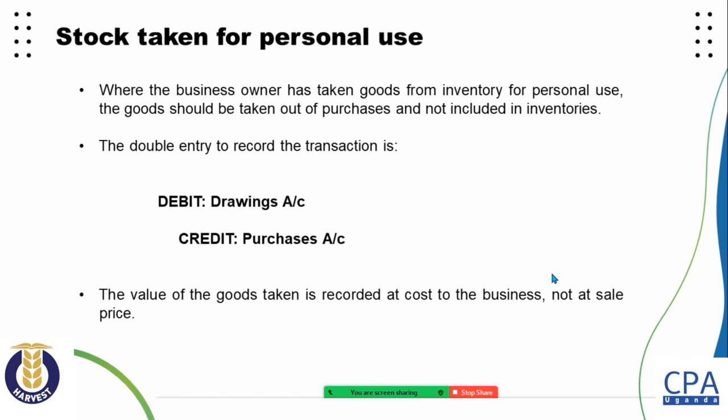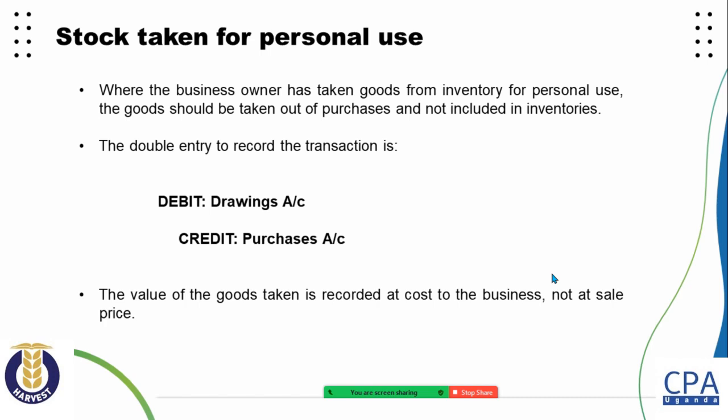So the accounting entries, we shall debit the drawings account and credit the purchases account. When we do this, we are taking the goods out of purchases. And if we do this, we shall not include that pair of shoes in our inventories.